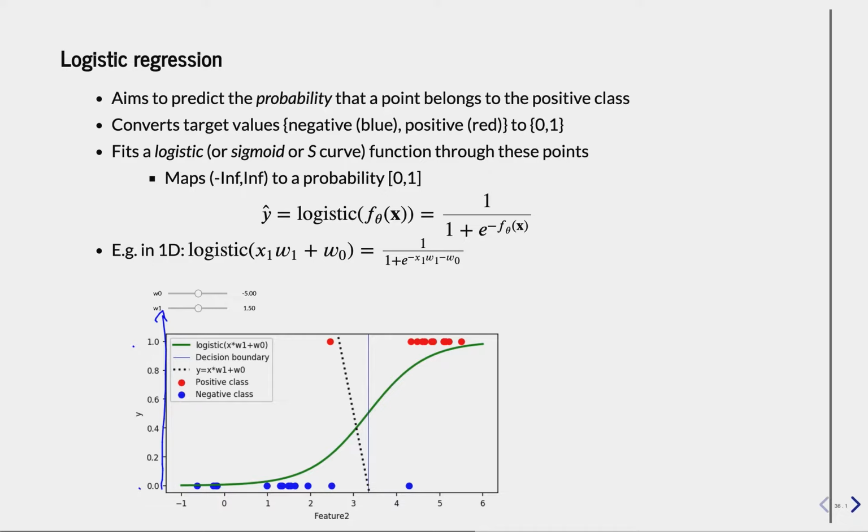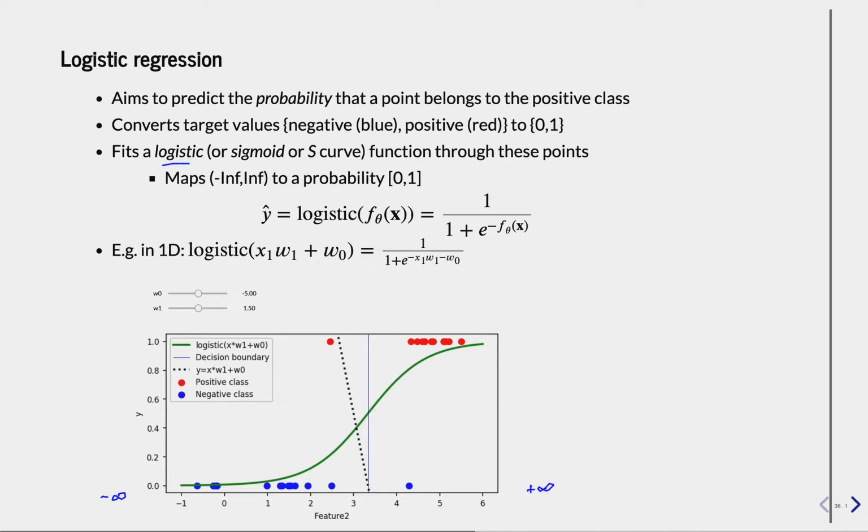Of course, a linear function in this space won't really work, like fitting a straight line here doesn't work. So we'll use another function called the logit function. So the logistic function, sorry, also known as the sigmoid or the S-curve. We choose this one because this maps our domain from -infinity to +infinity to a probability between 0 and 1.